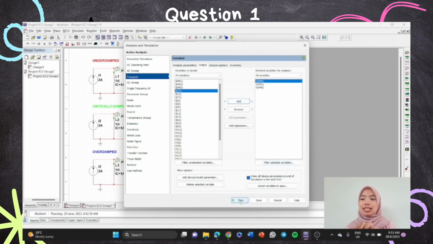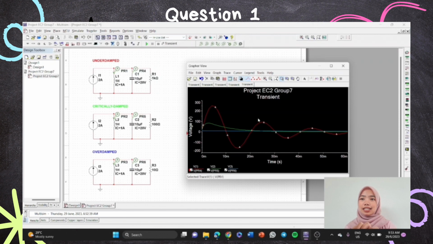As we can see, this is the transient response. The red one is the underdamped. The green color is critically damped, and the last one is the overdamped response.